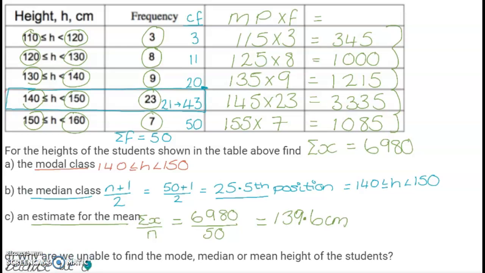So the reason we are unable to find the mode, median, or mean height of the students is because we don't know the exact heights of the 50 students. You can say that we have estimated for the mean.